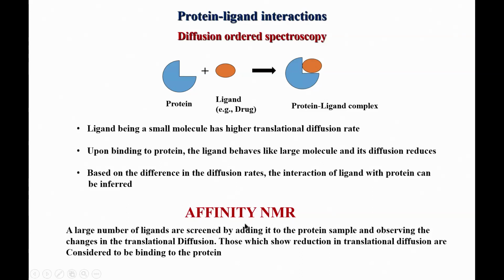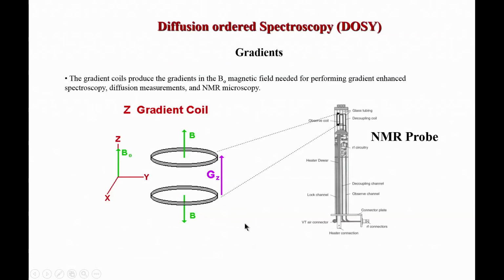For that you have to first understand a basic concept in NMR that is known as gradients, and this is something we have not covered extensively in this course. So, I will give a very brief introduction to gradients, and then we will go on to how gradients are used in DOSY. So, what are gradients?